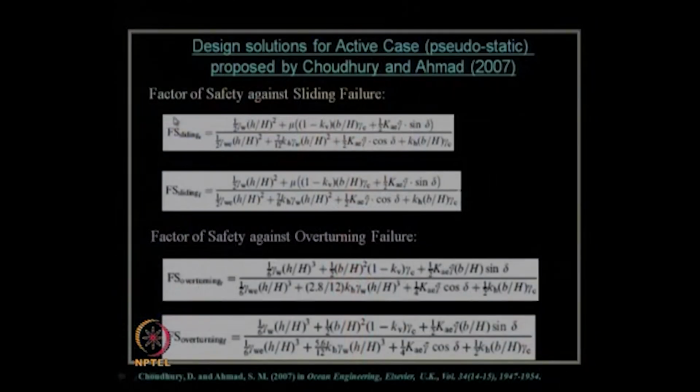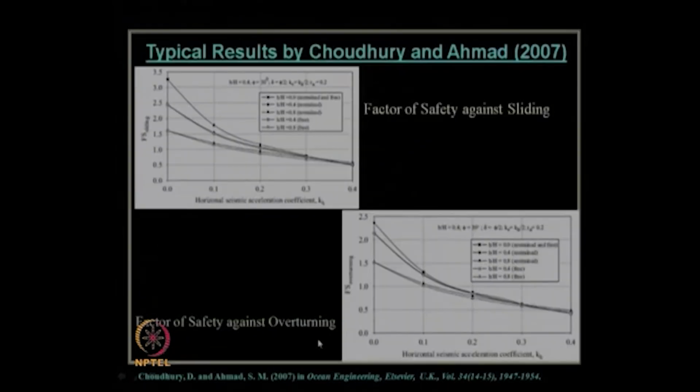So, considering these two criteria, as I have said, for factor of safety against sliding, small r denotes restrained water condition and small f denotes free water movement condition. So, under both these conditions, we can have the closed form solution of factor of safety against sliding. Similarly, for factor of safety against overturning, the restrained water case as well as the free water case are proposed by us by giving these equations.